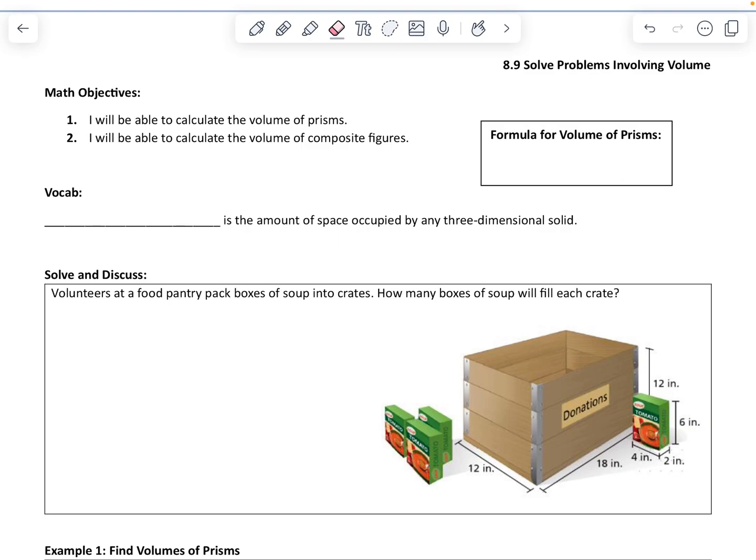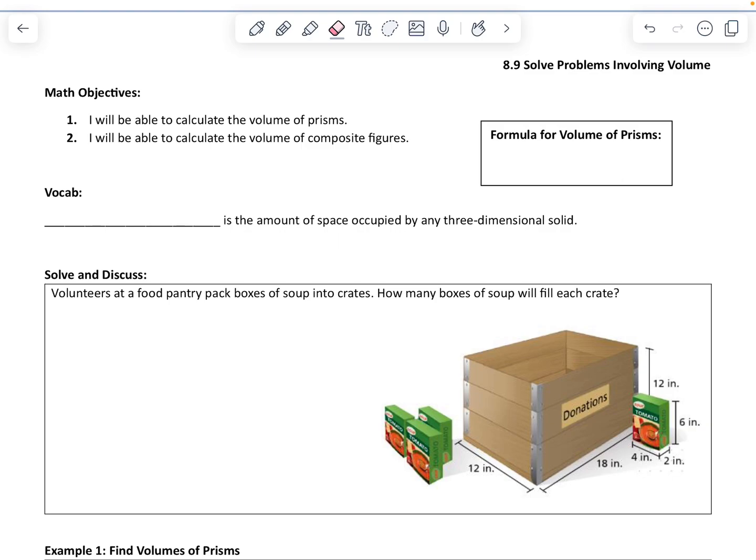So, yeah, we're skipping around a lot in this chapter, but we were going to do circles today, which I know is what's on the agenda on the board, but I didn't want to teach you guys that over a video. So we'll do that when I get back, probably sometime next week. So today we're just doing 8.9, which is volume.